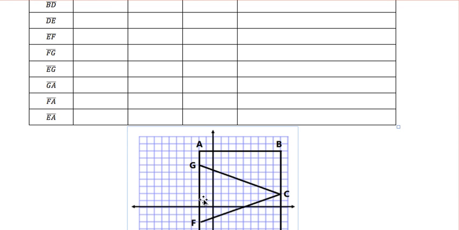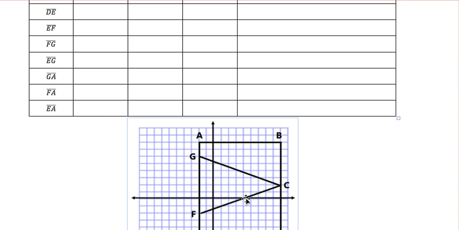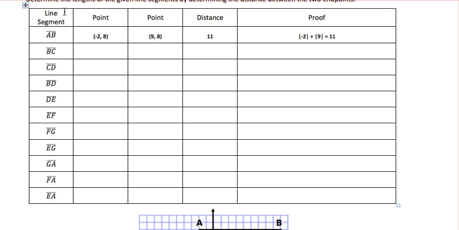The first endpoint, which is C, is the same distance over as B, which is 9 units, and then 2 units up. So C was 9, 2, and B was 9, 8. I'm going to put the points, as you should, in the order that they appear in the naming of the line segment, this first column, because we'll be able to talk about them better when we do that.